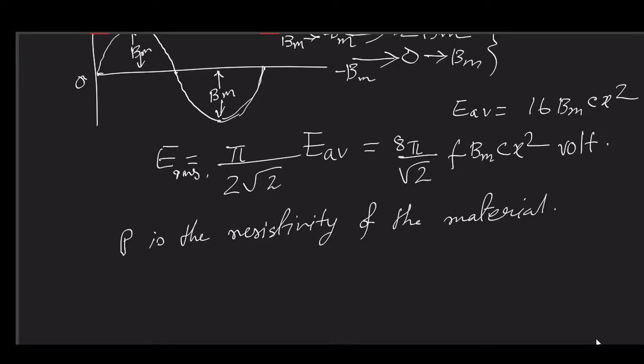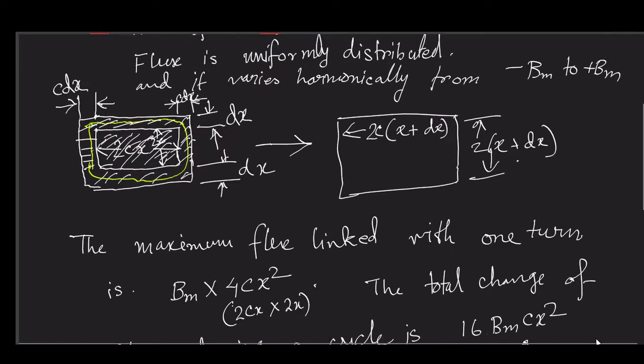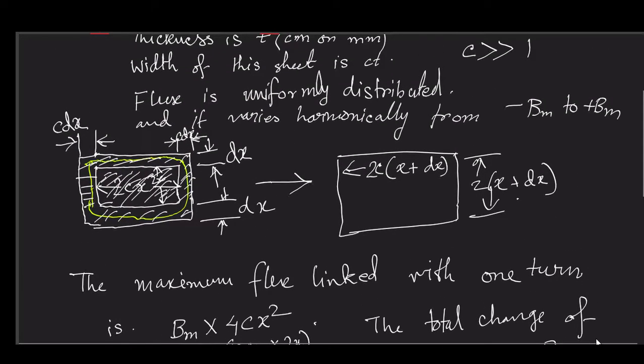then we can write it as rho. What is the area here? What we know is rho A by L. So in one direction the area is 4cx, and in another direction it is 4x. So here, if you take one side, you will get what?